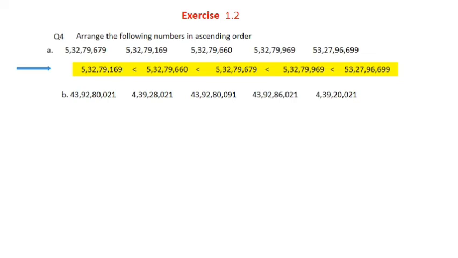Now we have to compare the remaining 3. If you see here, at the lakh place 92, 92, 92, all are the same. Next is 80,000, 80,000, 86,000. 80 is the smallest, so we have to compare the hundreds and ones places. Here is given 21, here is given 91. So 21 is smaller than 91, and obviously the remaining one is the greatest number here. 86 is the greatest. So we write down in ascending order.